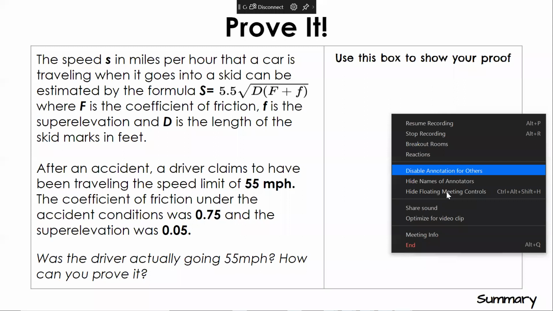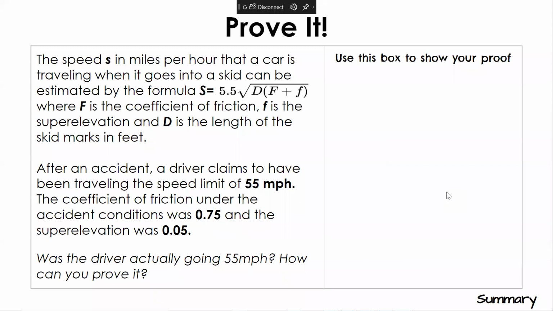Okay, so the speed S in miles per hour that a car is traveling when it goes into a skid can be estimated by this formula, where F is the coefficient of friction. Little f is the super elevation, and d is the length of the skid marks in feet. So that's a lot. I'm going to highlight the important parts. After an accident, a driver claims to have been traveling the speed limit of 55 miles per hour. The coefficient of friction under the accident conditions was 0.75, and the super elevation was 0.05.